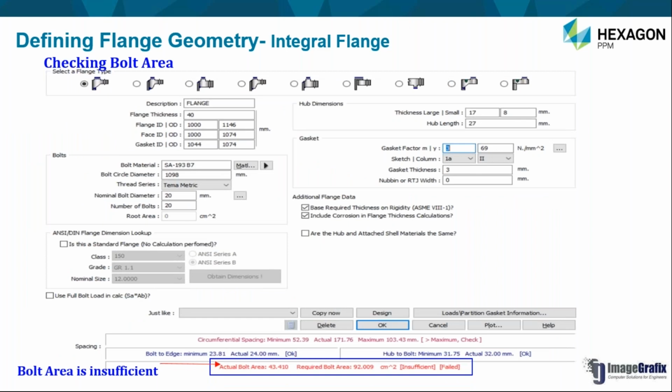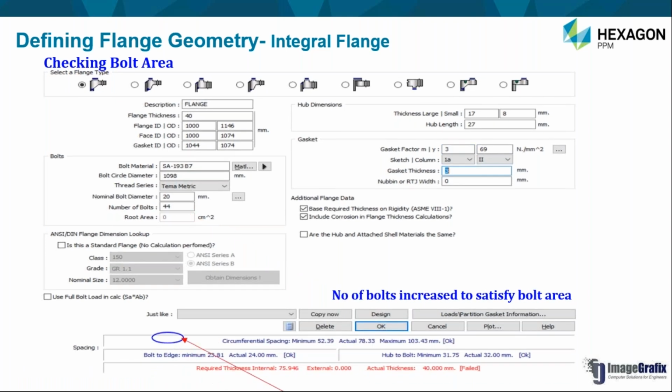So here the bolt area is insufficient. So now there will be two options: I can increase the number of bolts, or I can increase the bolt area by changing the size of the bolt, correct? If you increase the size of the bolt, the available bolt area will increase. But by changing the bolt size, your hub to bolt and your bolt to edge distance will also change. So because of that, your PCD and OD of the flange will change again. So instead of changing all these dimensions, I am just trying to increase the number of bolts and match the requirements.